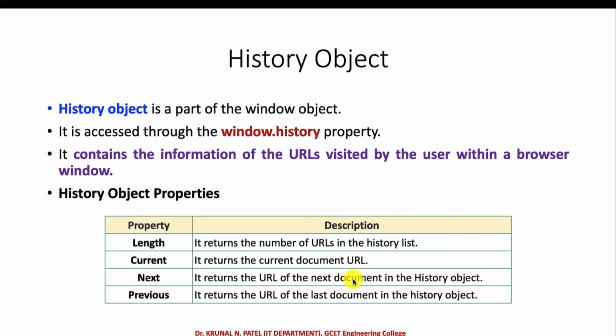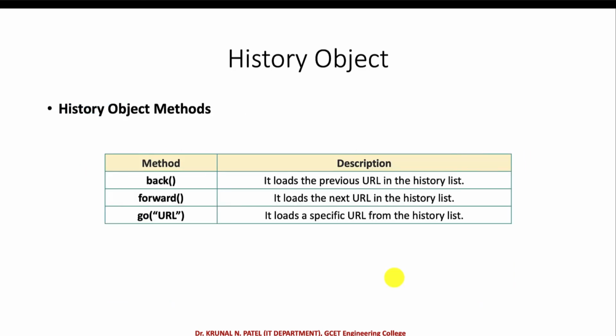Current is the current document URL. Next returns the URL of the next document. Previous returns the URL of the previous document. So if you want to access this kind of information, then you go for the history object. It also has some predefined methods, that is back and forward. If you use the back method, it loads the previous URL of the history list, and if you use the forward method, it loads the next URL in the history list.